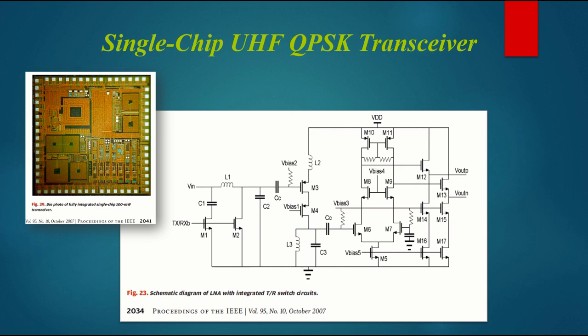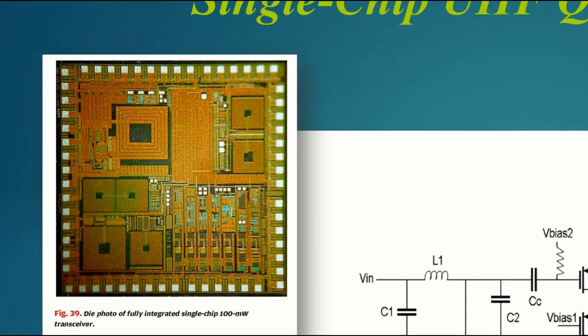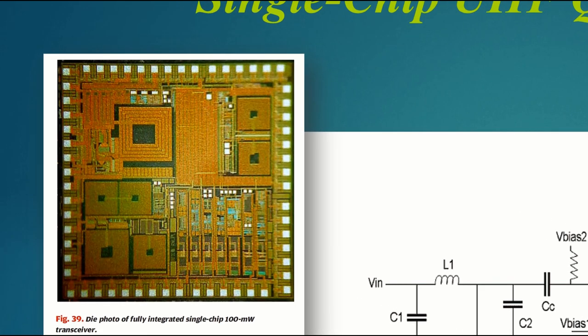And finally, to show that we're not stuck in the past, this is actually a single-chip UHF transceiver that uses QPSK modulation that was done on a research project. The picture that you can see here on the left is a die photograph. This is actually a 3x3 millimeter integrated circuit. And the amplifier that has a schematic is this lower left corner.